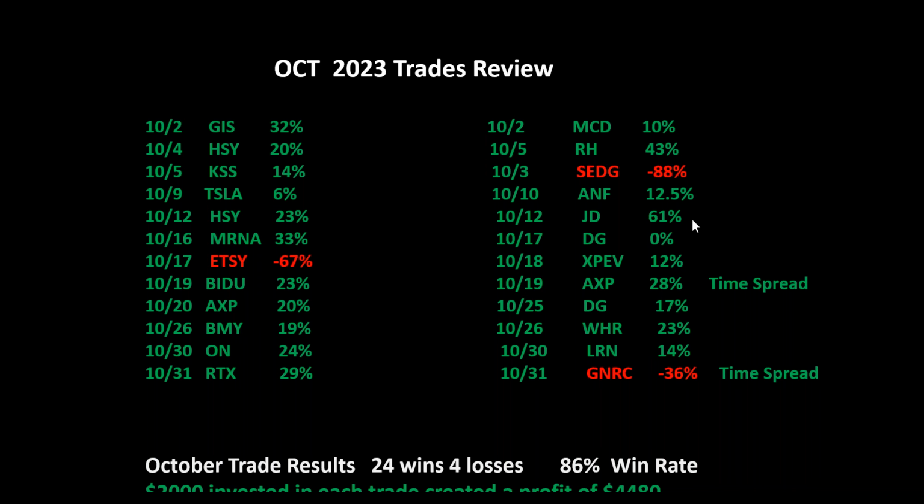Here's JD for 61%. We had a flat. BG was flat here. But again, you can see the percentages. This is typically what you can expect on the trades in the room and in the alert service trades. This is typically what you will see.